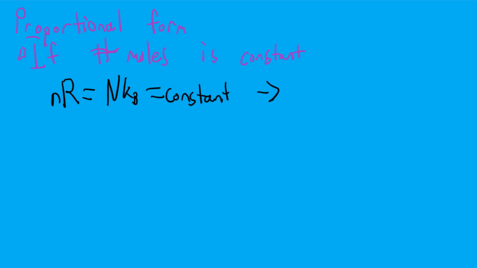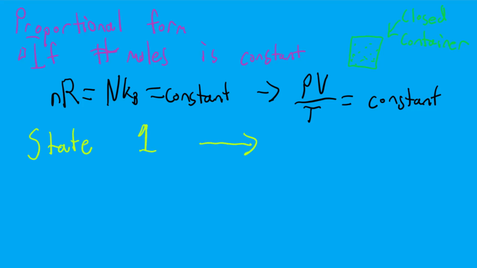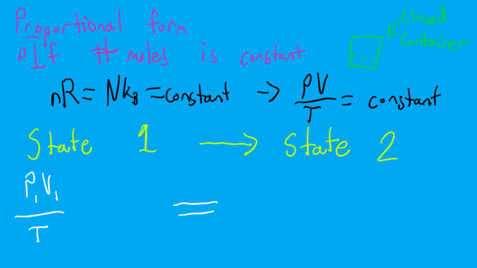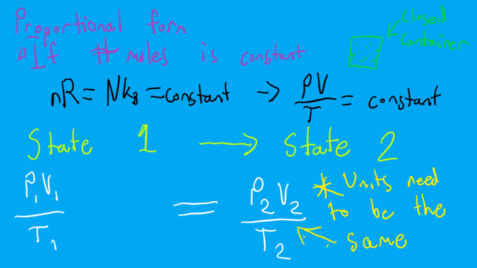The proportional form essentially combines the two forms that we were using earlier. It says that if the number of moles is constant, N times R and N times Kb are both constant. This then means that P times V divided by T is also constant. The most common scenario for this is a closed container where the number of molecules is constant. Because it is constant, we can make a comparison from state 1 to state 2 with P1 times V1 divided by T1 equals P2 times V2 divided by T2. The only thing you need to remember is that the units need to be the same for both sides, state 1 and state 2.